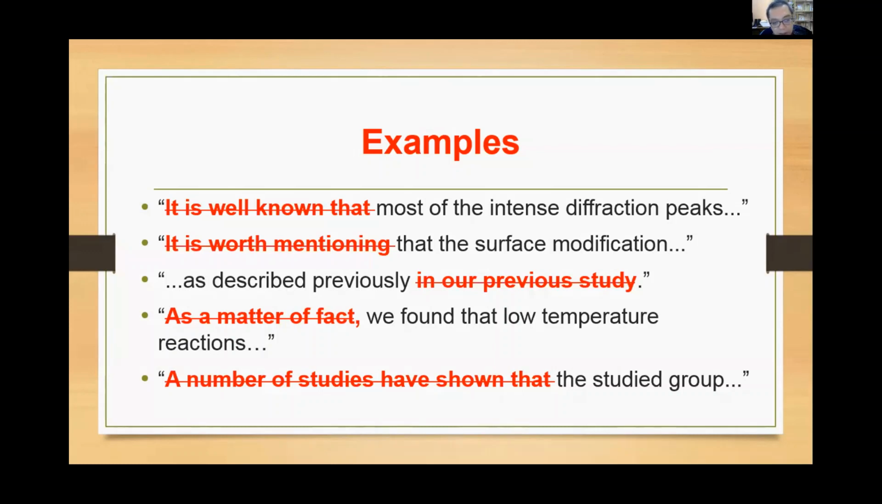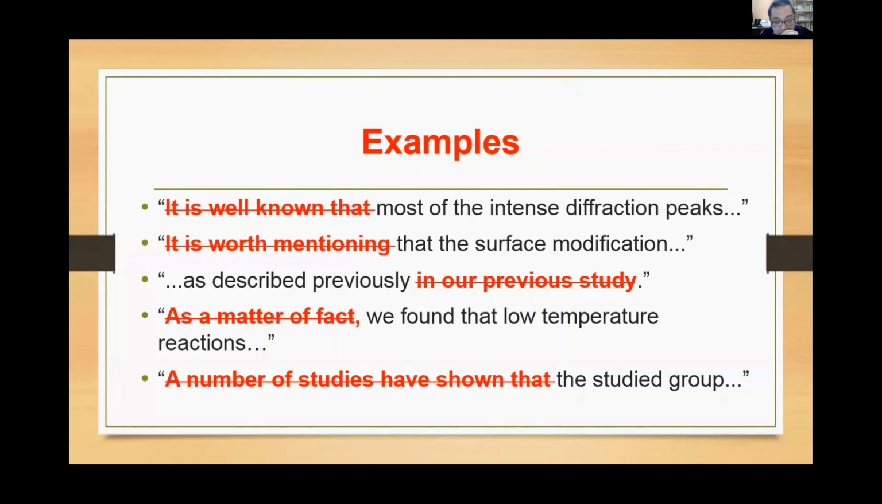As a matter of fact, just like always, what is well known is well known, or it's a fact. Since it's a fact, you don't have to emphasize it. So you found that the low temperature reaction, blah blah blah. Forget about as a matter of fact, unless you're doubtful about your work. You want to tell the reader that this is a fact, but what's the point? If it's a fact, it's always a fact, so you don't have to emphasize it. You actually give a doubtful feeling to the reader that you are not feeling confident about your findings.